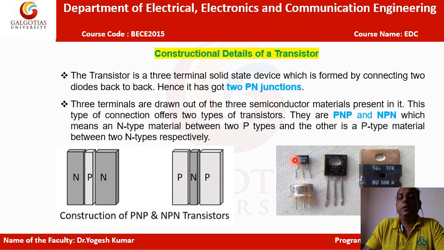Now here is an original photograph of a transistor you can purchase from the market. Here you can see the three legs. It is a three-terminal device. That's it, it is showing the three legs. So in this session we got the idea of how we construct a transistor from PN junction diodes, either NPN or PNP.